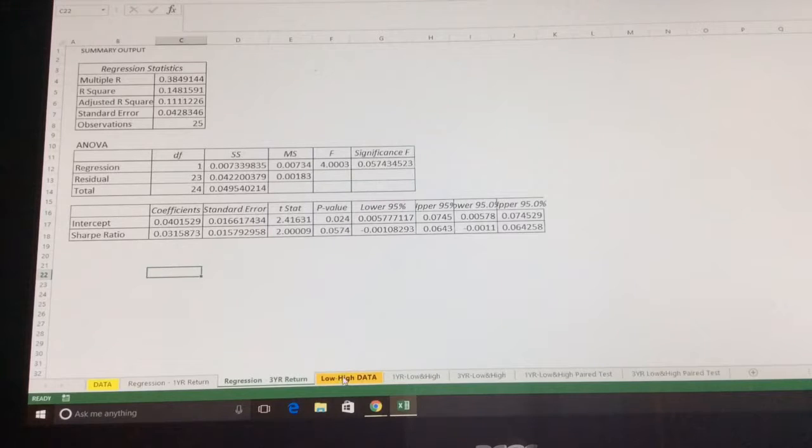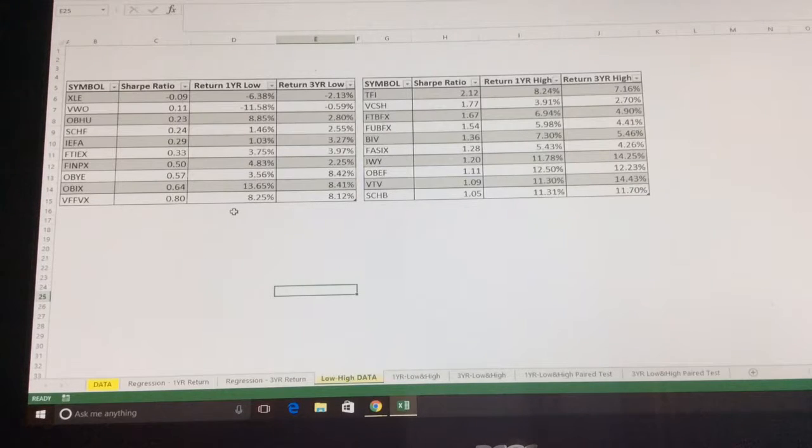So now the next thing we're going to do is we basically sorted out, of the 25, the 10 funds that had the lowest Sharpe ratios. So sorted here by the lowest first. So you notice the 10 first lowest Sharpe ratios here, their 1-year return and the 3-year return.